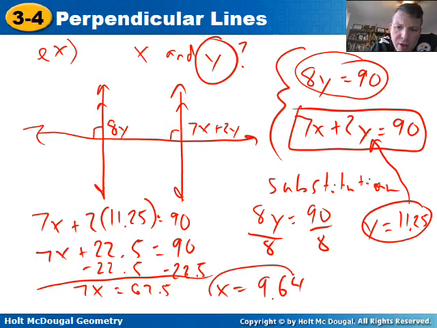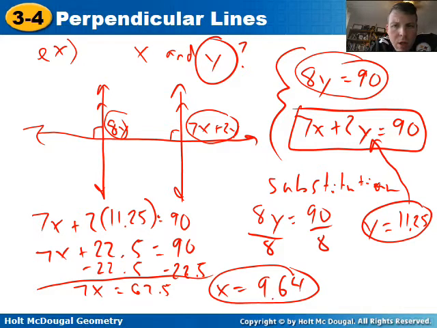So that's kind of how you're going to do these problems. You're either going to choose substitution or elimination, but it's based on setting up equations on those theorems. So we started with saying 8y equals 90 because of this 90-degree angle here. We were able to say then that this was 90 because of the perpendicular transversal theorem. And so then I was able to set 7x plus 2y equal to that too.